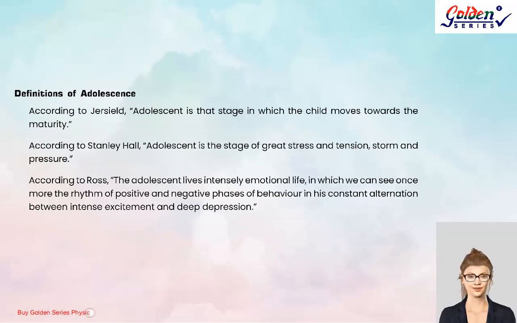Definitions of adolescence. According to Jersild, adolescence is that stage in which the child moves towards maturity. According to Stanley Hall, adolescence is the stage of great stress and tension, storm and pressure. According to Ross, the adolescent lives an intensely emotional life, in which we can see once more the rhythm of positive and negative phases of behavior in his constant alternation between intense excitement and deep depression.